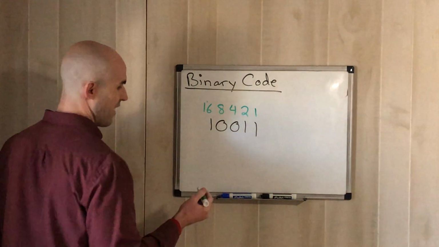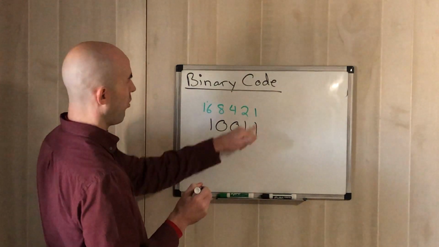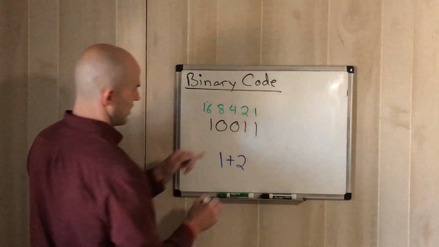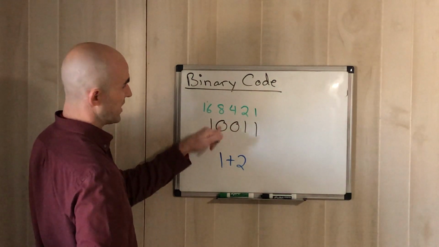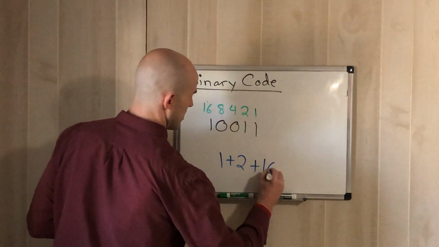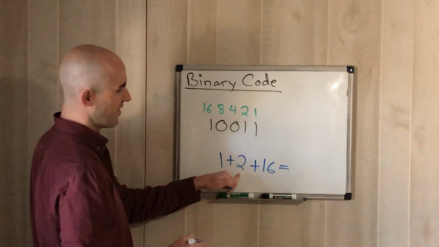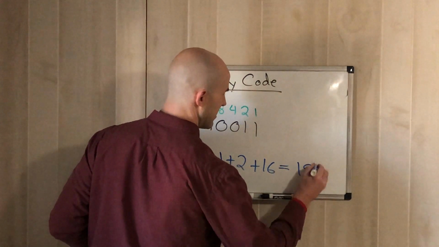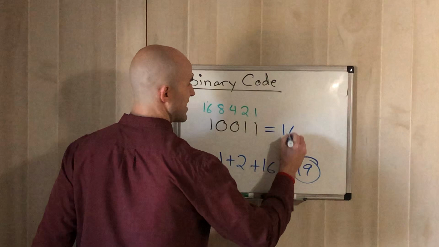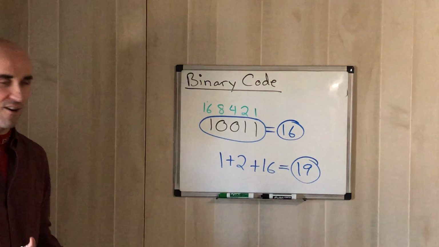So let's look at what we have. We have a 1. We have a 2. We don't have a 4. We don't have an 8. That's why there's zeros. We do have a 16. So now we know 1 plus 2 plus 16. So 1 plus 2 is 3. 3 plus 16 is 19. So all of this, 1, 0, 0, 1, 1, all that represents is the number 19. That's what the binary code represents.